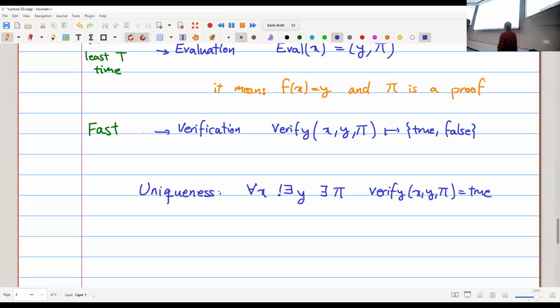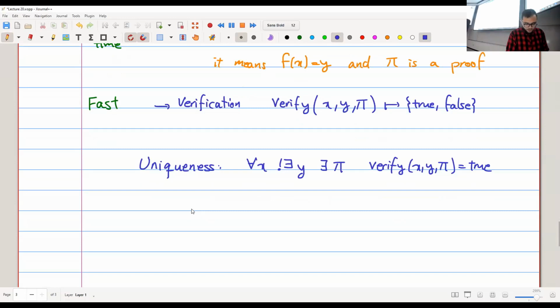Now, here's the thing. If y is f of x, I want this verification to pass for some proof. Even if y is f of x, I might have a wrong proof and then it might not pass, right? But if I have the right value of f of x, which is y, and if I have a right proof, then I want it to pass and give true. And very importantly, for every x, I want to have a unique y, but I don't necessarily want to have a unique proof. So you can have many different proofs for the same y. That's fine, that's allowed. So this is my first property.